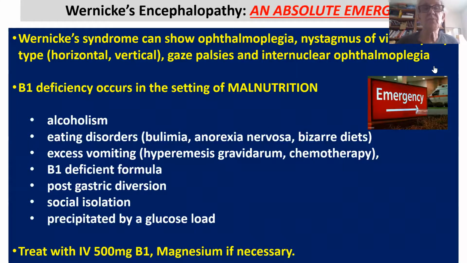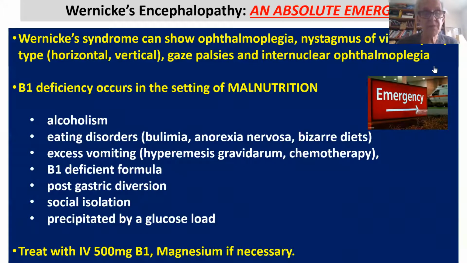Now, Wernicke's syndrome can show ophthalmoplegia, nystagmus of virtually any type, often vertical as well as horizontal, gaze palsies, internuclear ophthalmoplegia. It's an absolute emergency. We see it in a lot of circumstances now where there's malnutrition, alcoholism, eating disorders, bizarre diets. I had a young girl who went on a 3-month ice cream diet, and then she ran a little 10K race and developed a rather tragic acute Wernicke's disease that was not recognized.